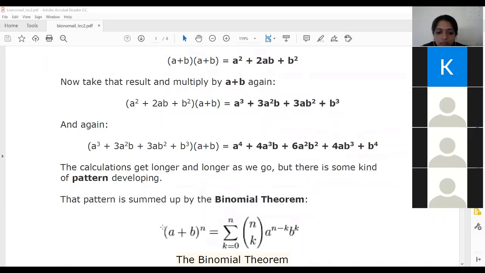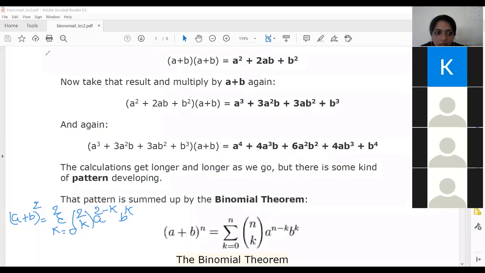See, this is a plus b whole square, right? So summation k from 0 to 2, nCk, sorry. Here your n is 2, so 2Ck, a raised to 2 minus k and b raised to k. So here we are using nCk.